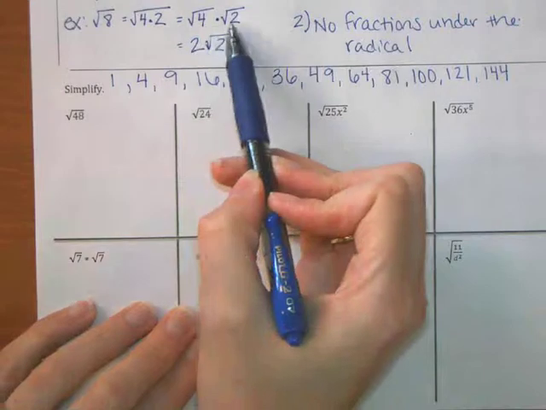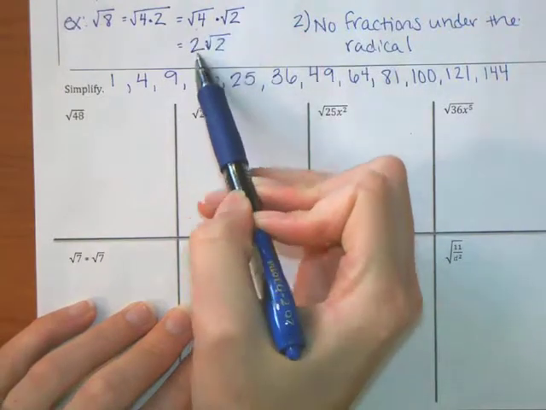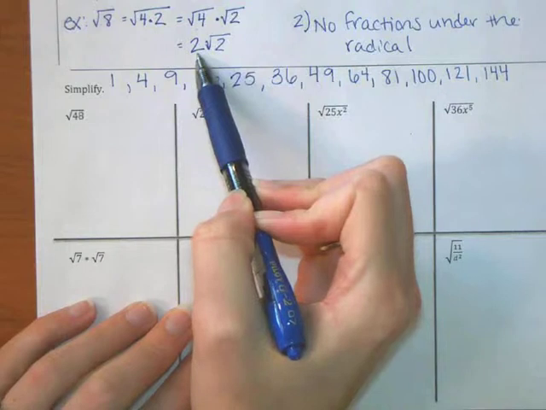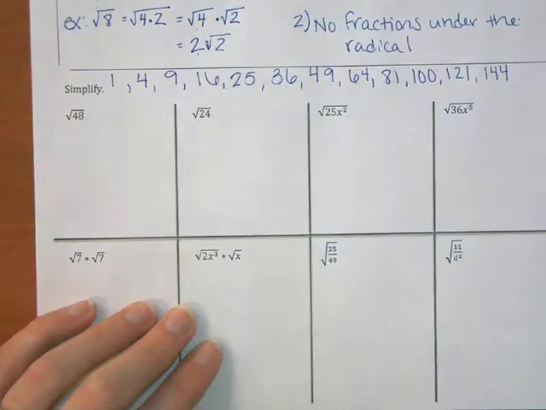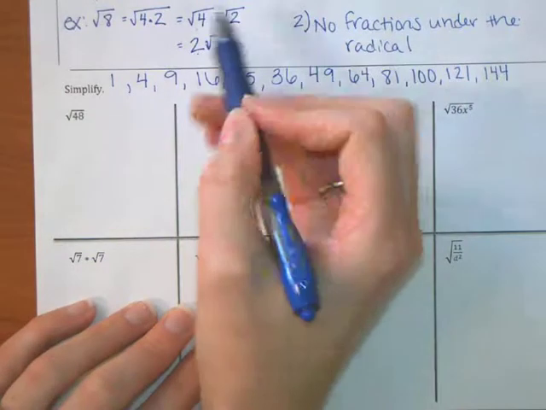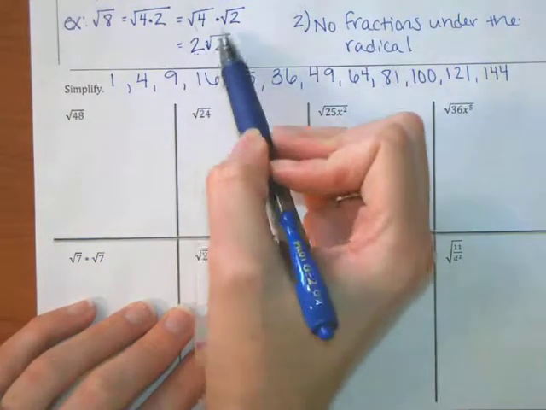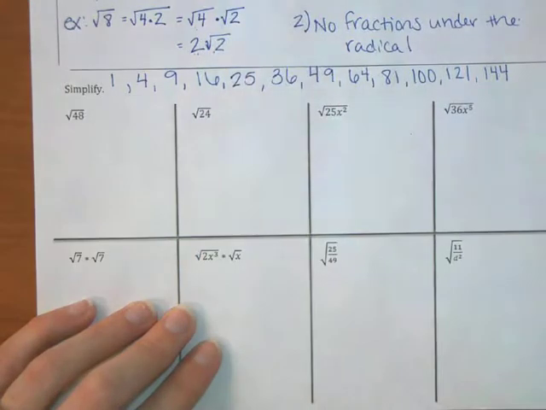So I broke this apart because I know what the square root of 4 is, so I can simplify that to be 2. So I got rid of part of my radical. Then you just bring down the other part? Yes. So the square root of 4 is 2, and the square root of 2 is still the square root of 2. So this is 2 times the square root of 2. So I simplified what I could.